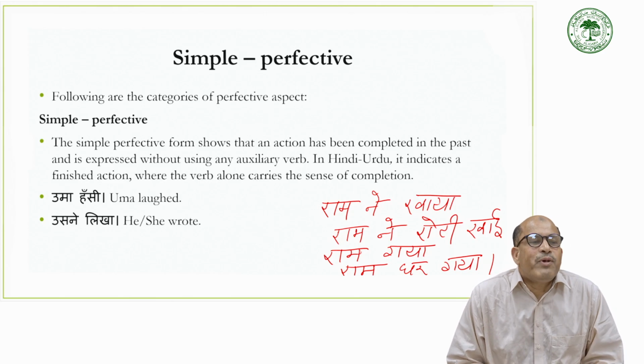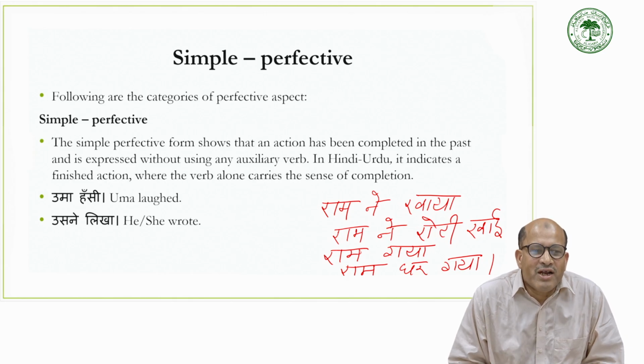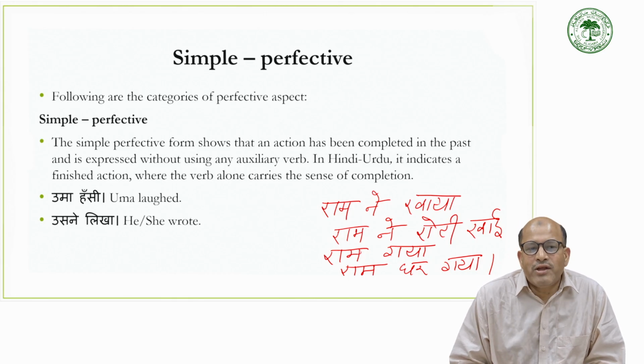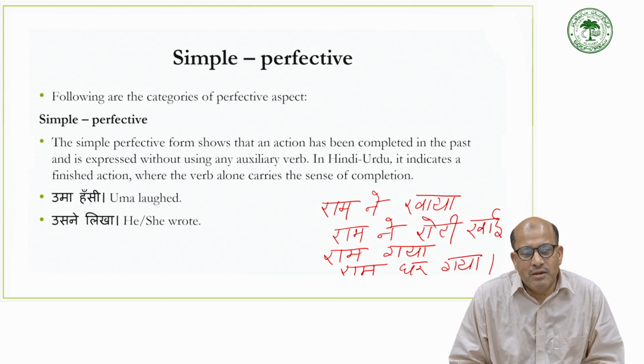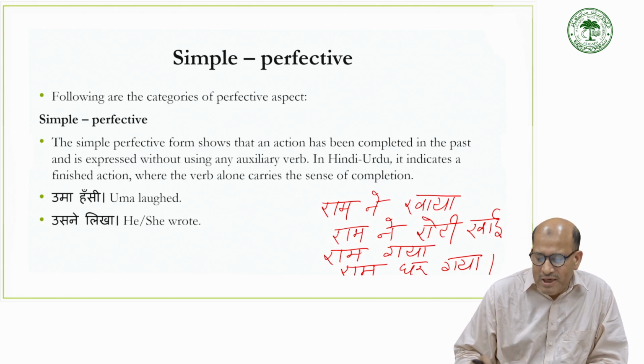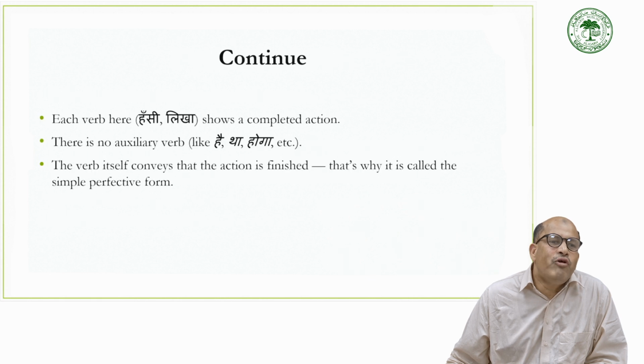Now looking at these perfective examples here, the simple perfective form shows that an action has been completed in the past and is expressed without using any auxiliary verb. In Hindi Urdu, it indicates a finished action where the verb alone carries the sense of completion. So if you look at these examples, Uma hasi, like Uma laughed, or usne likha, he or she wrote. So this is referring to an action which has been completed. So it's giving a sense of completion of an action. So this is how it happens.